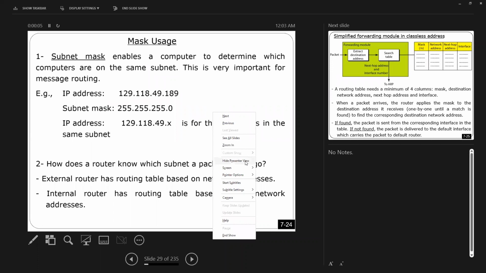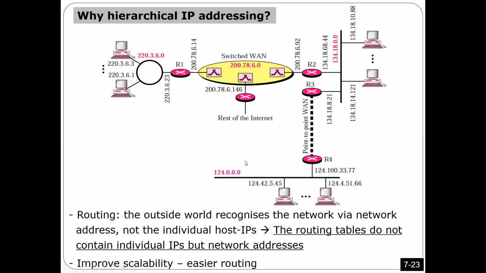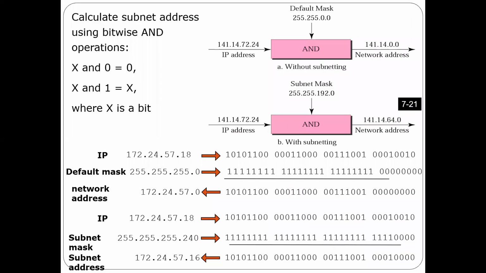Yeah, so that's what I explained last time. You can use a slash. For example, if you have a mask like this one here, you have ones here, so you can say it's slash, and then you put how many ones you have. So this is what I explained last time.